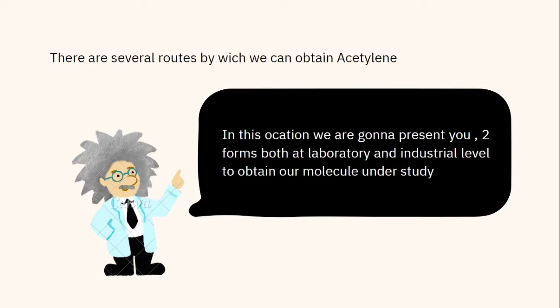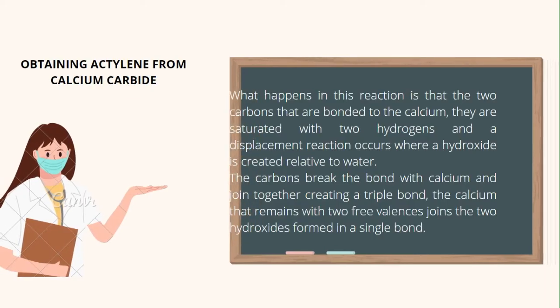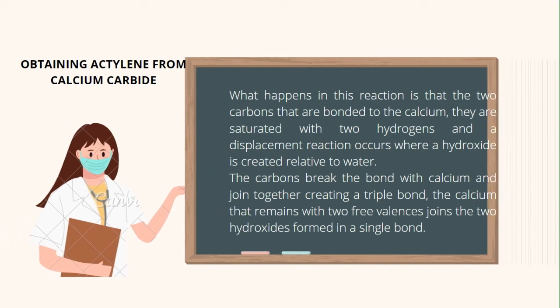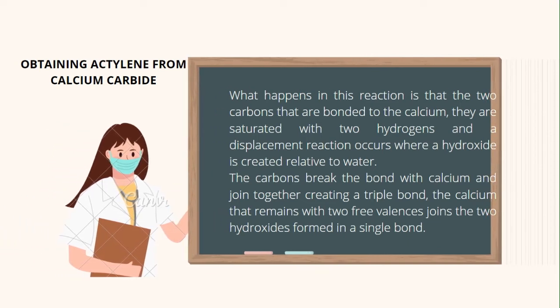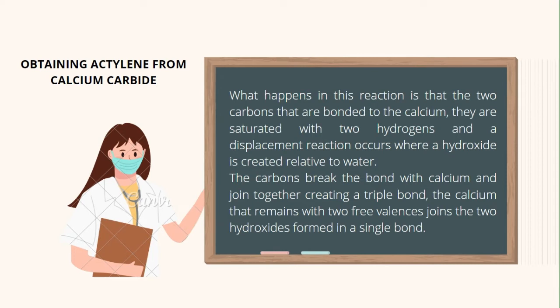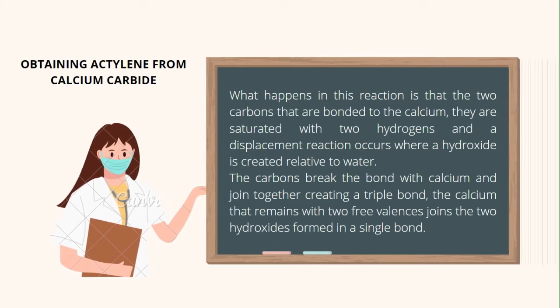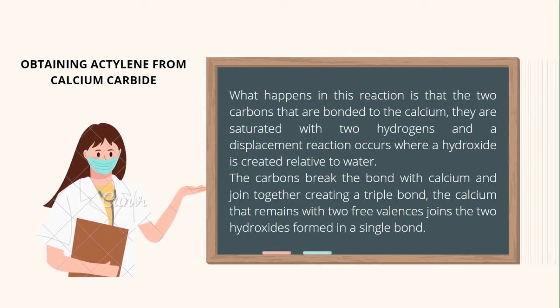There are several routes by which we can obtain acetylene. On this occasion, we are going to present two forms, both at laboratory and industrial level, to obtain our molecule under study. There are a lot of mechanisms to obtain acetylene, but now we are going to explain one of the most important, which is from calcium carbide.